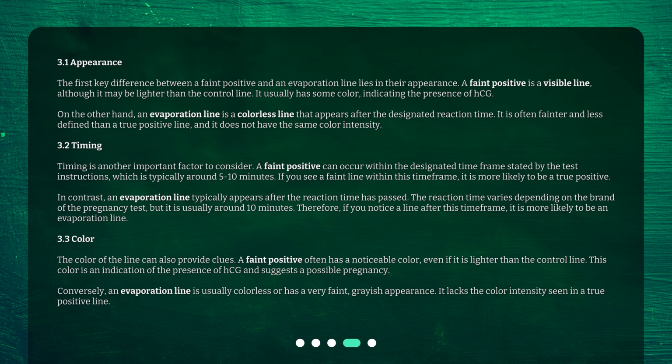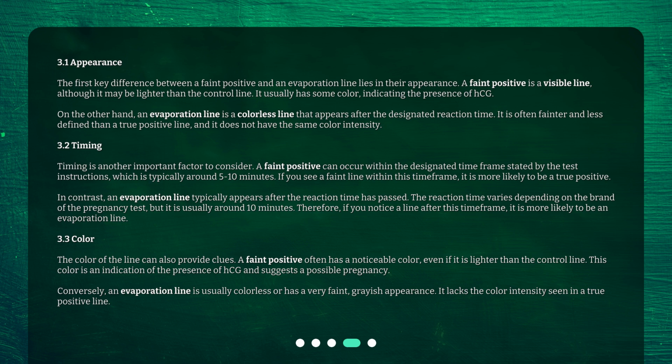3.2 Timing is another important factor to consider. A faint positive can occur within the designated time frame stated by the test instructions, which is typically around 5 to 10 minutes. If you see a faint line within this time frame, it is more likely to be a true positive. In contrast, an evaporation line typically appears after the reaction time has passed. The reaction time varies depending on the brand of the pregnancy test, but it is usually around 10 minutes. Therefore, if you notice a line after this time frame, it is more likely to be an evaporation line.